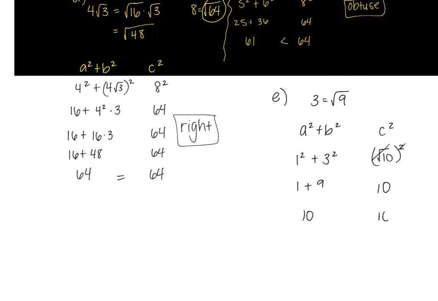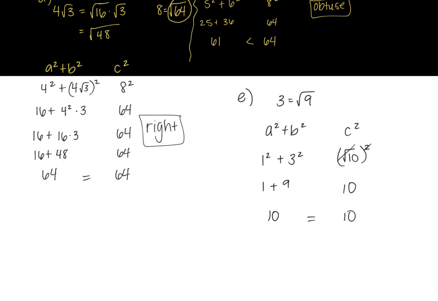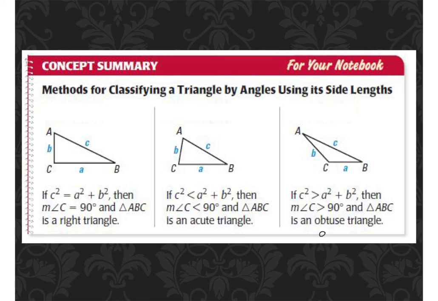What's the comparison with 10 and 10? They're equal. When A squared plus B squared equals C squared, what kind of triangle do we have? Right. It's a right triangle. Now I need us to go all the way back to example 4, which is 9. Oops.